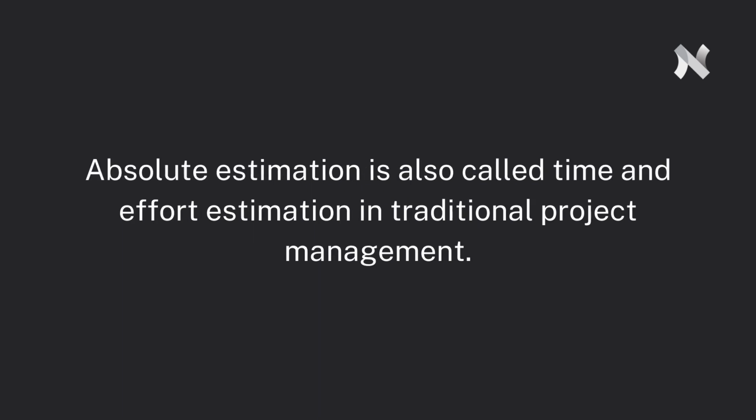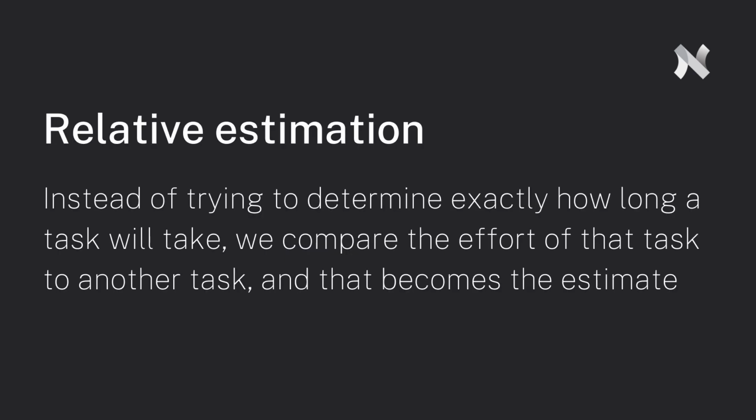So in Scrum, we try to overcome this problem by practicing relative estimation instead of absolute estimation. Absolute estimation is also called time and effort estimation in traditional project management. Relative estimation means that instead of trying to determine exactly how long a task will take, we compare the effort of that task to the effort for another task and that becomes the estimate. That estimation is not done in traditional units of hours, days, or weeks. Instead, we assign each backlog item a value that is a relative unit or size.